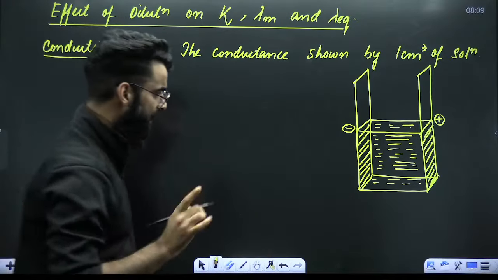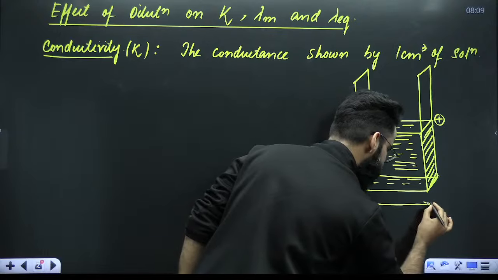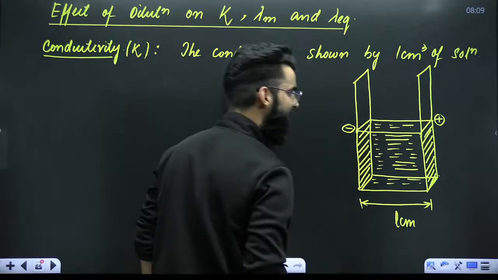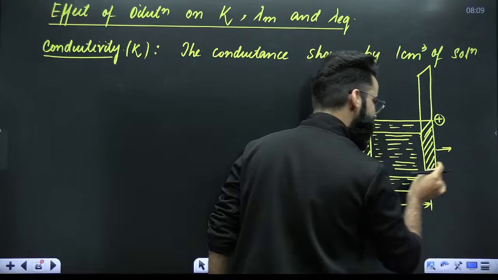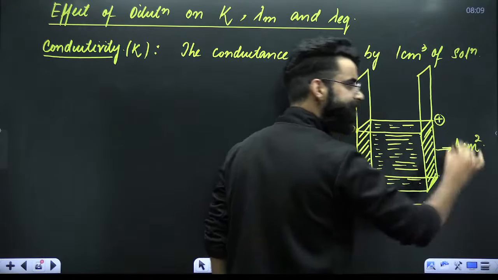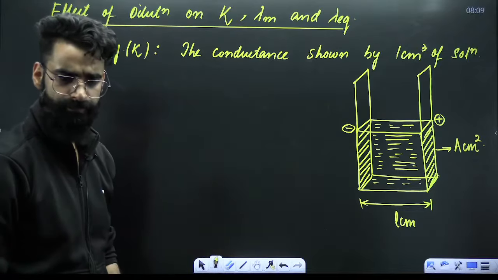Okay. And my dear students, if you remember, the distance between these two electrodes is represented by what? It's represented by L centimeters. And that area of cross section which is inside the solution is represented by A centimeter square. Perfect.